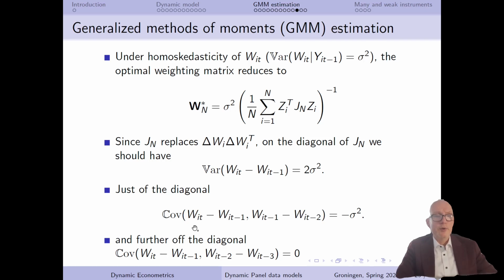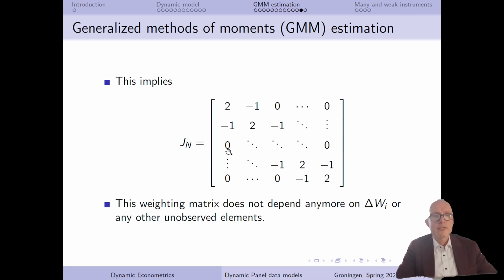Well, further off the diagonal, it is not that difficult to prove that all the terms with respect to the covariance must be equal to 0. So therefore the final J_n that we are going to have, taking into account that we already have a sigma squared in front, so these are the two sigma squareds over here, simply is a matrix with 2's along the diagonal, and just off the diagonal we have minus 1's. Further away from the diagonal we simply get zeros.